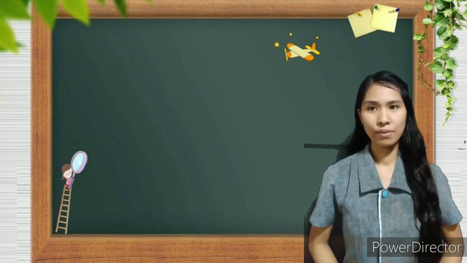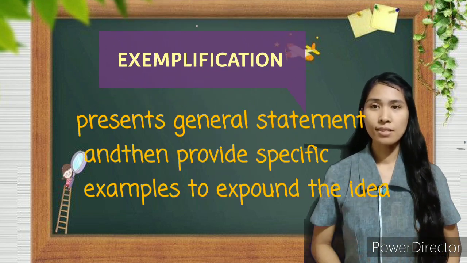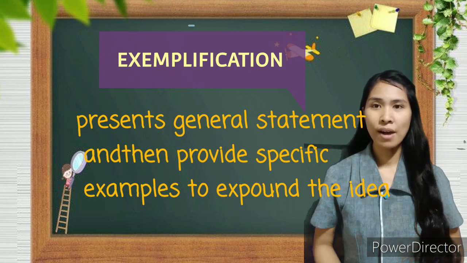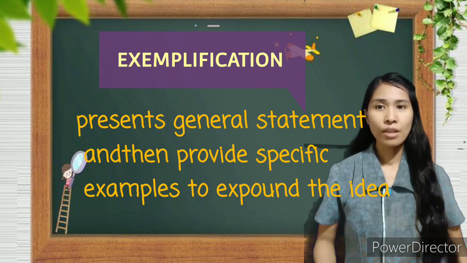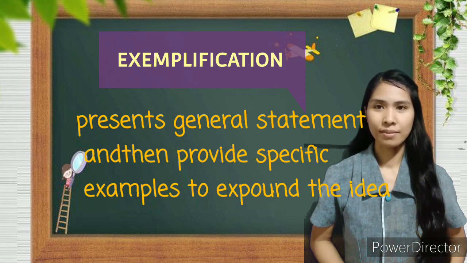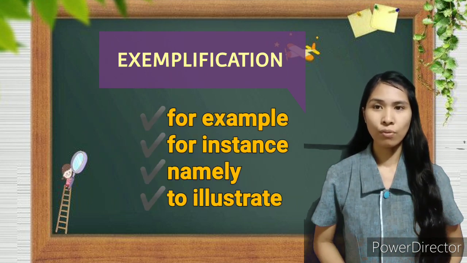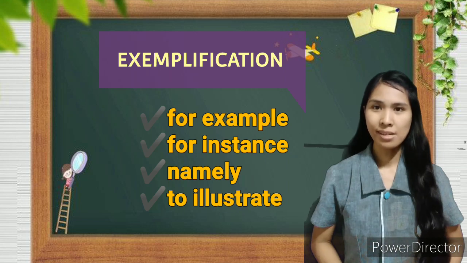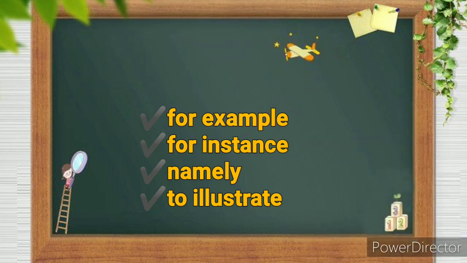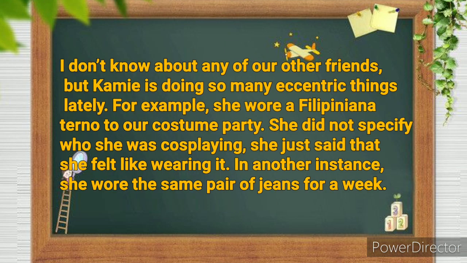Lastly is the exemplification. It presents a general statement and provides specific examples to expound on the idea. Example signals: for example, for instance, namely, to illustrate. Example, I don't know about any of our friends, but Kim is doing so many eccentric things lately. For example, she wore a Filipiniana terno to our costume party.